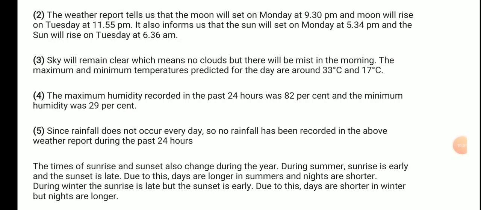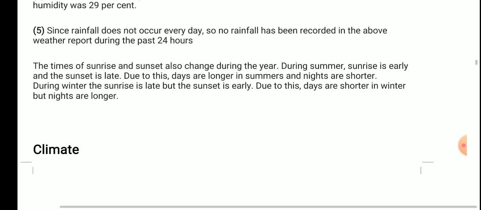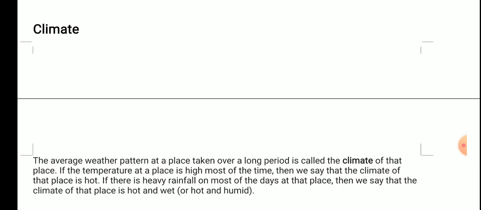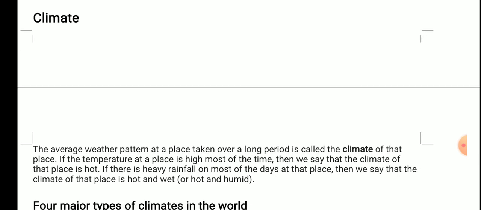Let's move on to the next topic, climate. Okay students, let's start climate. The average weather pattern at a place taken over a long period is called climate. If the temperature at a place is high most of the time, then we say that the climate of that place is hot. If there is heavy rainfall on most of the days at that place, then we say that the climate of that place is hot and wet, that is hot and humid.